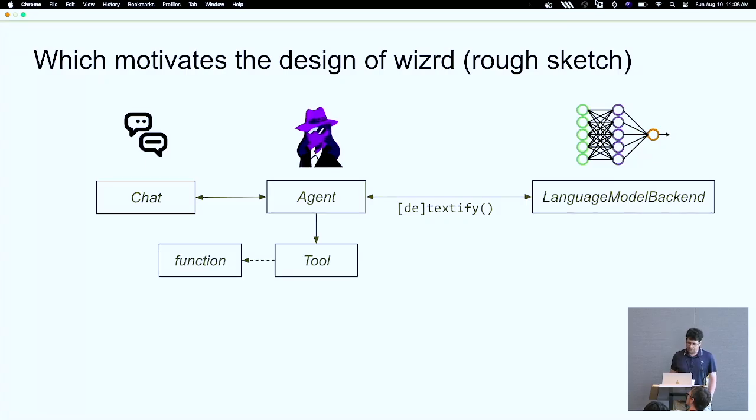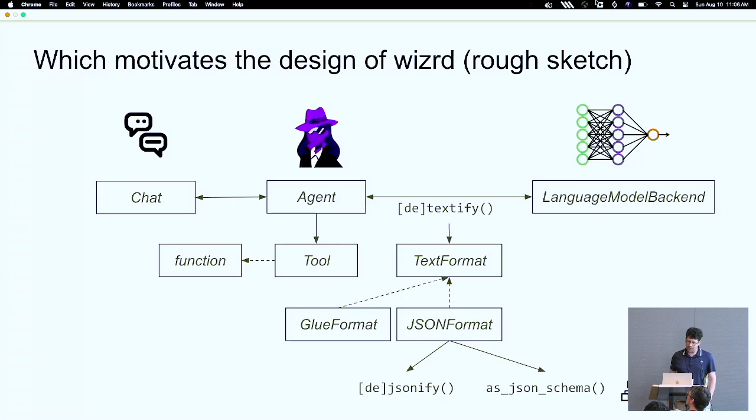text. And then the agent can call tools, which are just implemented as R functions. It's pretty obvious. There's an object framework around text formats. So you're always targeting a text format. This can be either just plain text, or JSON, or it has a glue format where you can specify prompt templates.